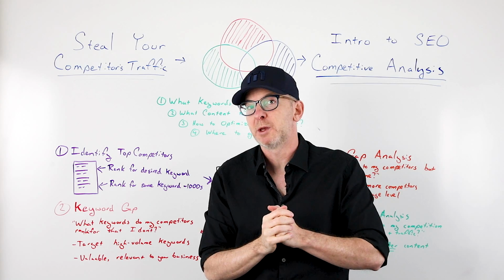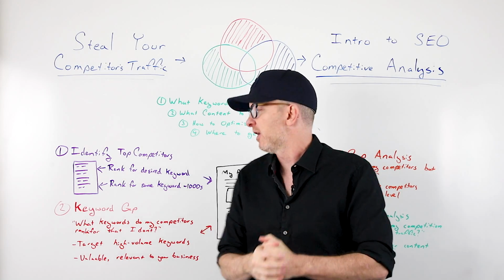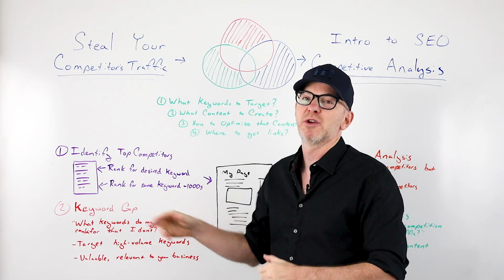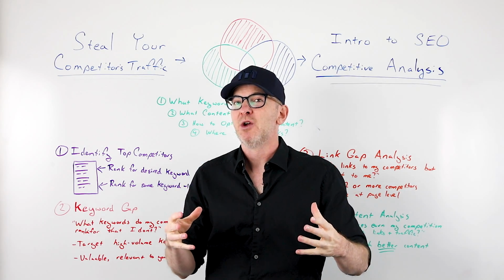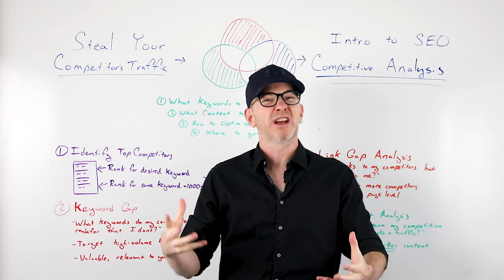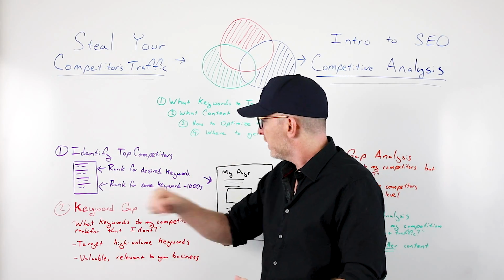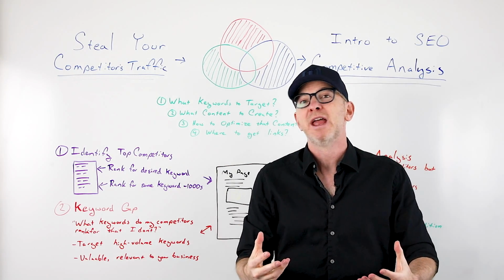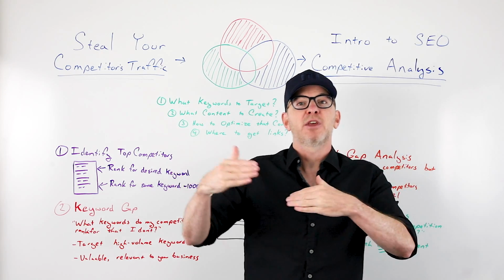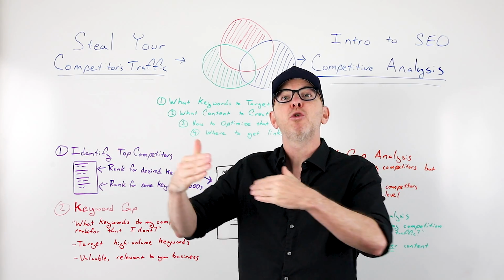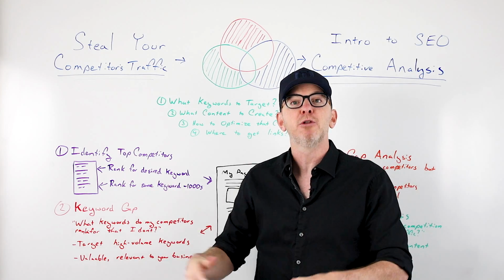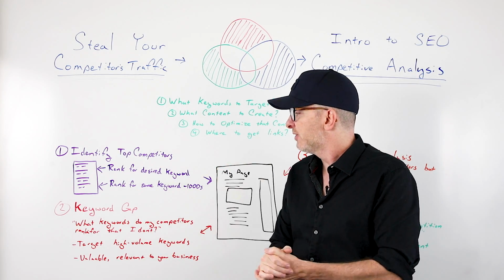The first step that most people take in doing an SEO competitive analysis is identifying the keyword gap. Now, for a long time, when I was new to SEO, I heard this term keyword gap and I didn't really know what it meant. But it's actually really simple. It's simply, what keywords do my competitors rank for that I don't rank for? And that's the gap. And the idea is that we want to close that gap if the keyword is valuable or high volume.